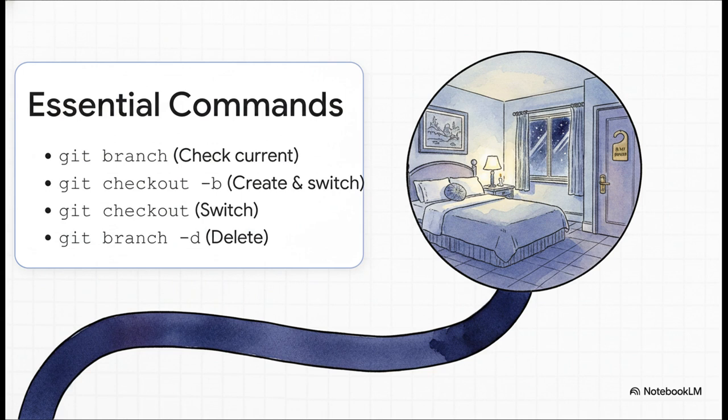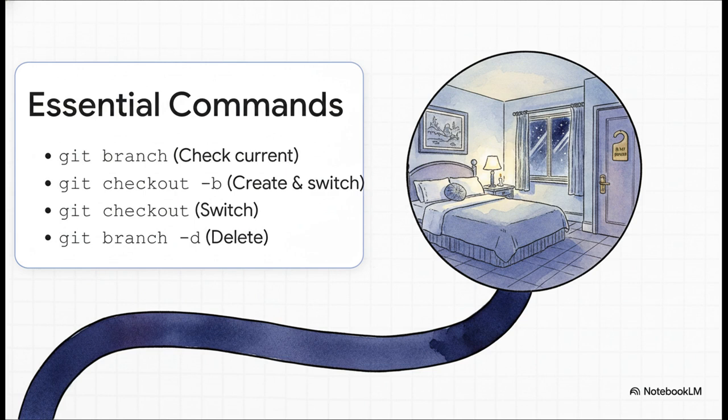Branching is just a really clever way for every developer to create a totally isolated copy of the main code. That way, they can safely build their specific features without touching the master copy. You've got a handful of essential commands to make this happen. Git branch lets you check which timeline you're currently on.